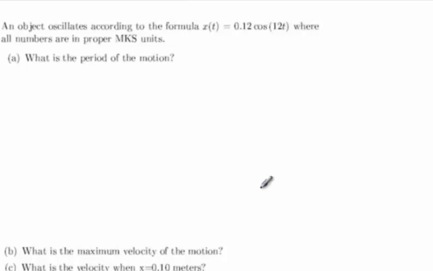Well, looking at the formula, we recognize the form. The coefficient in front of the cosine is the amplitude A. So A will be 0.12. And since this is MKS units, that should be meters. And the coefficient in front of t must be the omega of the motion, so that we have the omega is 12, and in MKS units, this should be radians per second.